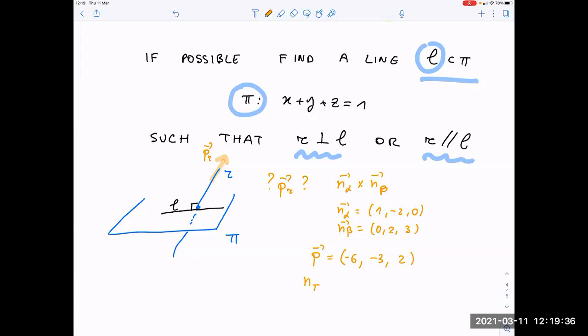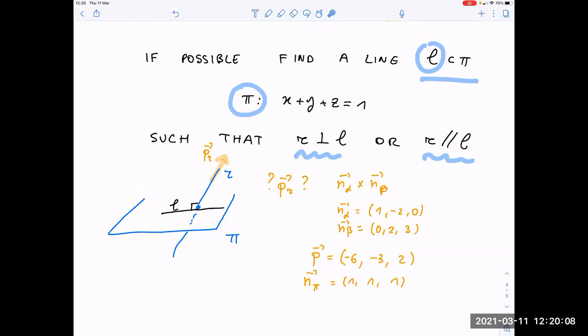So the normal vector of plane pi is (1, 1, 1). So yes, they are not parallel. And so, yes, not parallel and not orthogonal, as Alireza Fabadi suggested. Yeah. So the picture we drew here is correct. The line is intersecting the plane, but it is not orthogonal, not parallel. It's just intersecting it nicely.